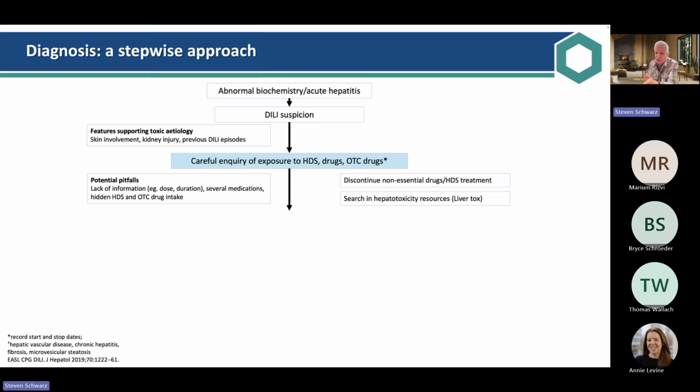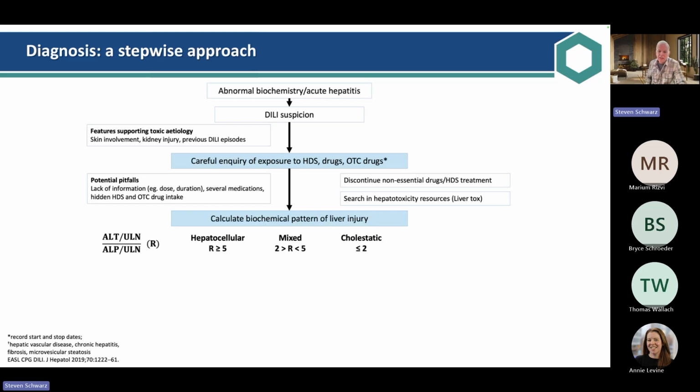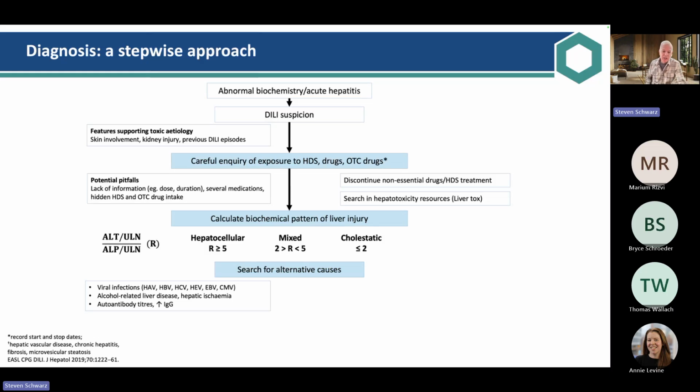And there are hepatotoxicity resources. I showed you LiverTox. It's sort of like poison control for the liver. And that will give you some guidance as to how to proceed. We want to calculate the biochemical pattern of liver injury, as I showed you earlier. Search for alternate causes. Obviously, we're looking at the hepatotropic viruses. In pediatrics, alcohol-related liver disease is not something we're concerned about. Obviously, we want to do autoantibody titers for AIH.